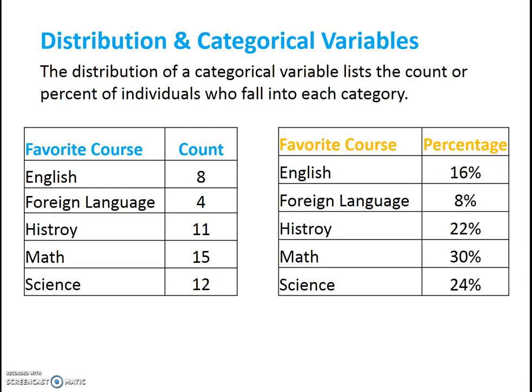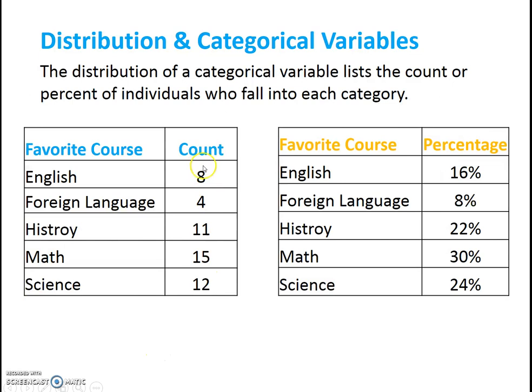The one on the left-hand side just shows you the counts for the favorite courses, and the one on the right shows you the percentage of the individuals that liked that particular course. It should be pretty obvious how you would find the counts. You would just tally up how many are in each category. To find the percentages, however, you have to do just a little bit of math.